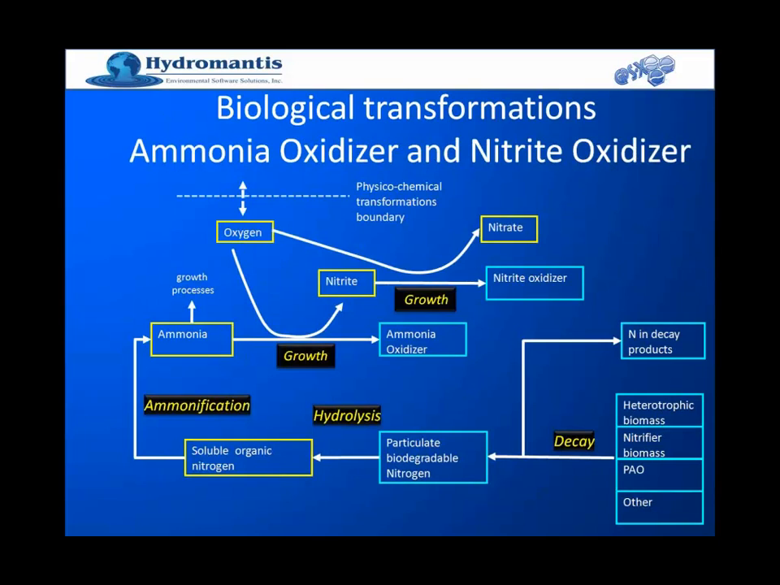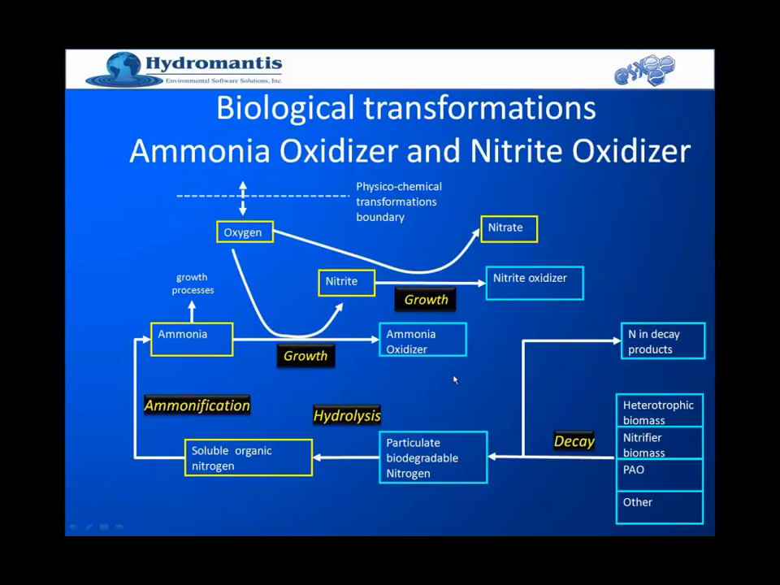Similarly, here we had to make modifications in the model to include the reactions which are mediated by ammonia oxidizers and nitrite oxidizers. So in this particular scheme, there is a decay of several biomasses which are there in the model. The decay produces particulate biodegradable nitrogen, which is hydrolyzed to soluble organic nitrogen, and which is converted to ammonia by the process of ammonification.